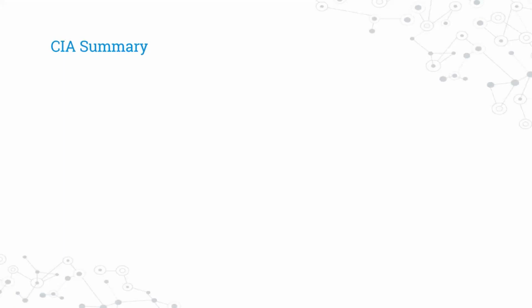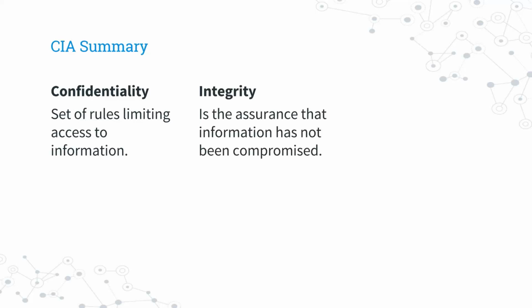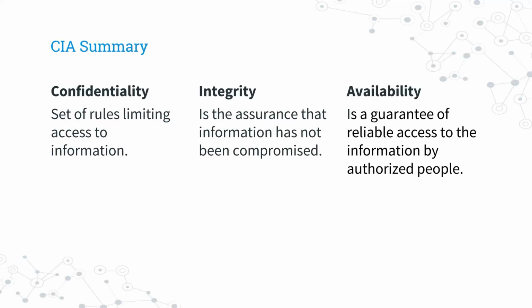So to summarize, confidentiality will involve sets of rules that limit access to information. That's basically all what confidentiality is all about. Integrity, on the other hand, is the assurance that information has not been compromised. It's not been altered, it remains pure and unaffected. And finally, availability is a guarantee of reliable access to information by authorized people, by people with the necessary clearance.